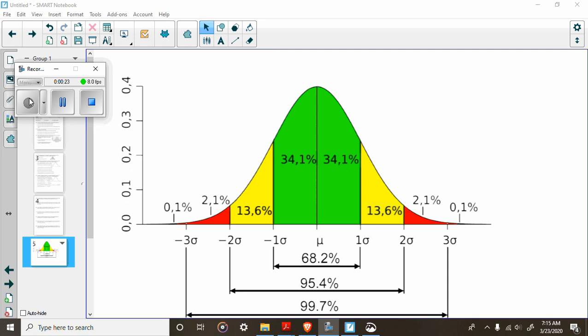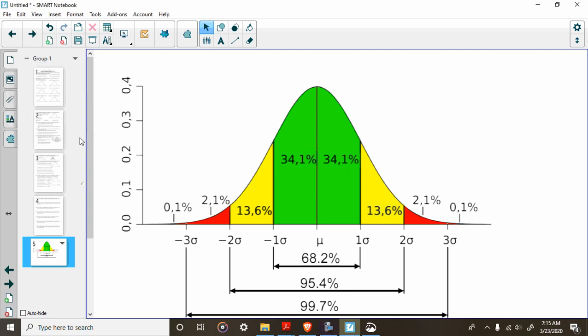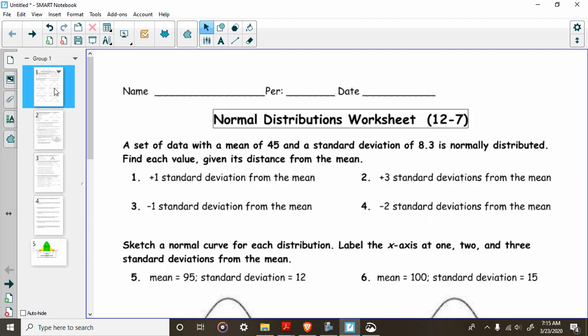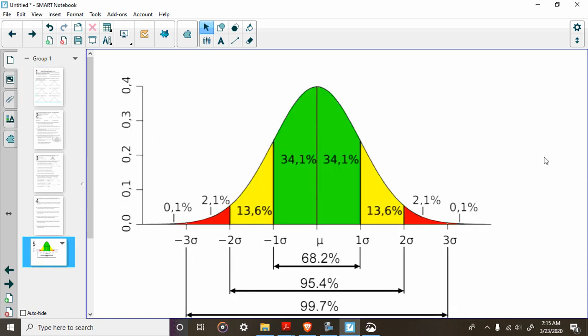All right. So the standard normal distribution. This is a picture of a standard normal distribution curve, often called a bell curve. We're going to be working with this so we can go through this normal distributions worksheet 12-7 that's on the website. First of all, these should all be decimal points. That's 0.1%, 2.1%. I don't know why they're not.